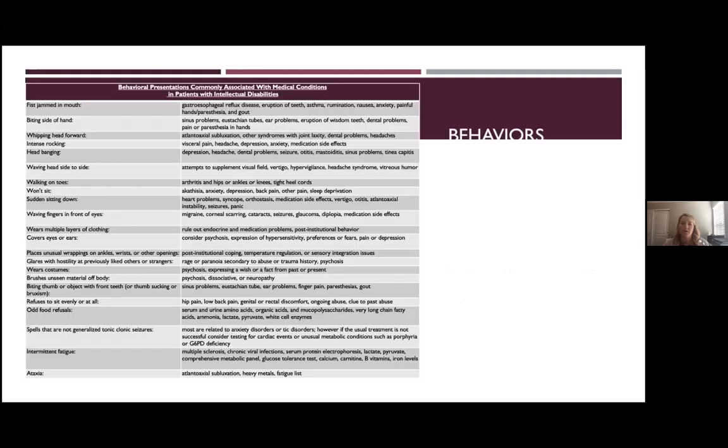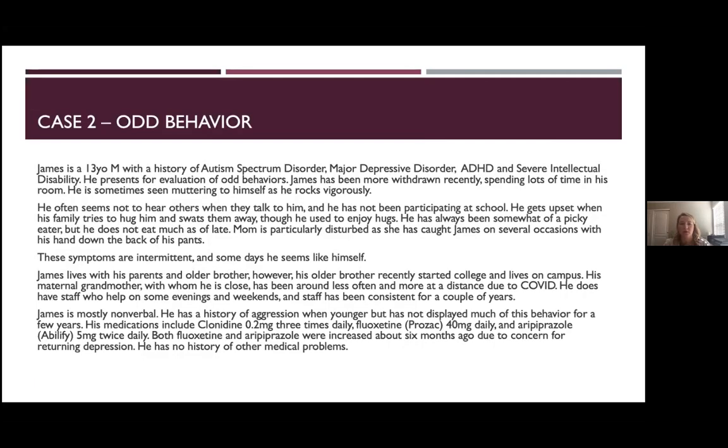So let's look at our chart again to maybe start our differential going. Intense rocking might be a sign of visceral pain, headache, depression, anxiety, or medication side effects. So we're going to keep those in mind as we learn more about James. He often seems not to hear others when they talk to him, and he hasn't been participating well in school. And as his family tries to hug him, he often swats them away, even though he usually enjoys hugs.